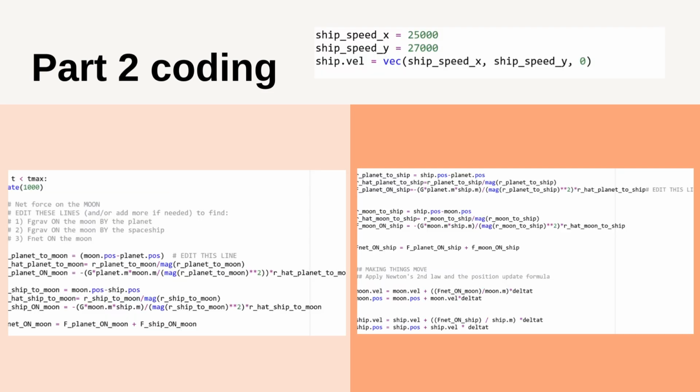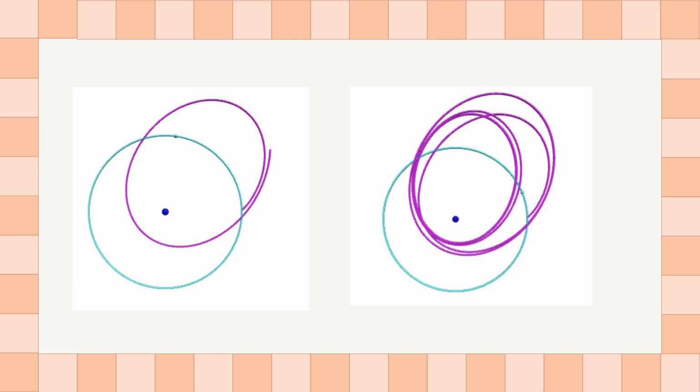So here's our second part of the coding. Basically, we just need to edit all of the forces acting on each other. So this is the planet to the moon, ship to the moon, planet to the ship, and moon to the ship. And then we found the F net, or the net force on the ship. And then we use this in order to plug and chug the initial velocity of the ship in order to make a full rotation without it crashing for 700 hours in the simulation. This is what it gives us.